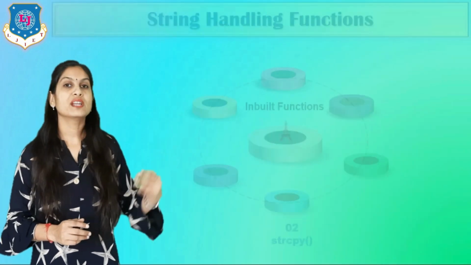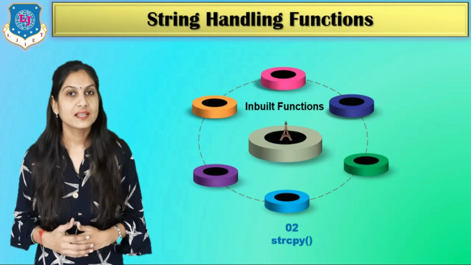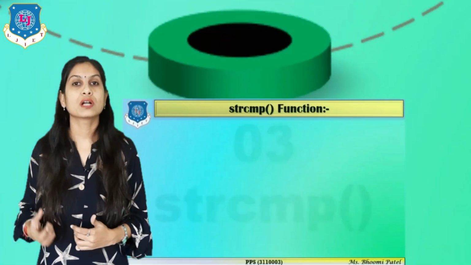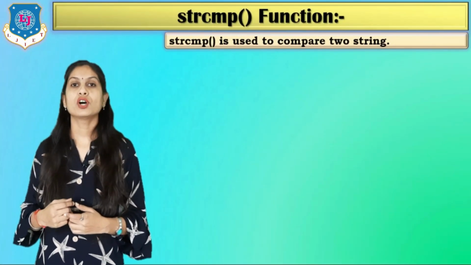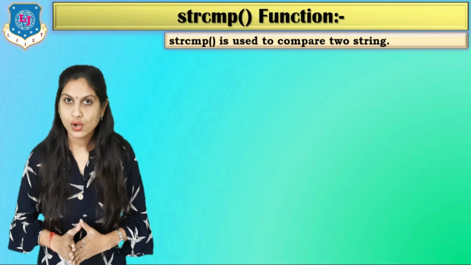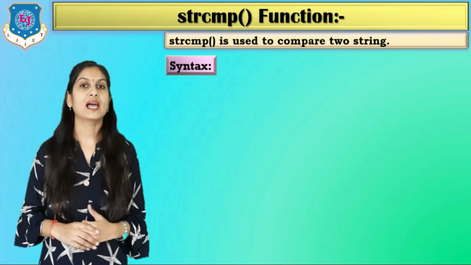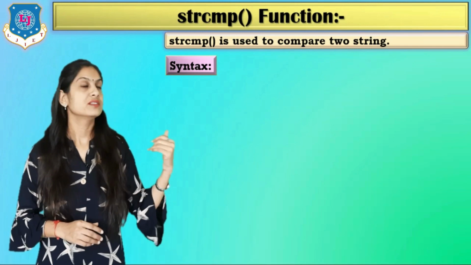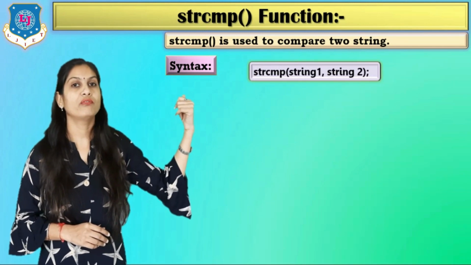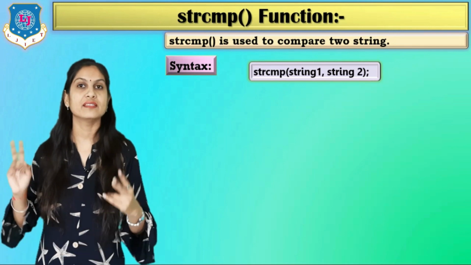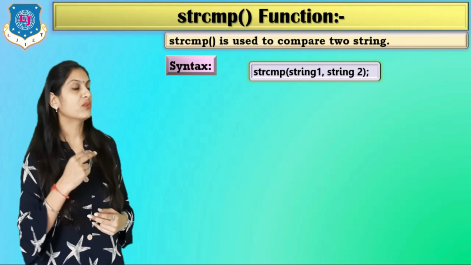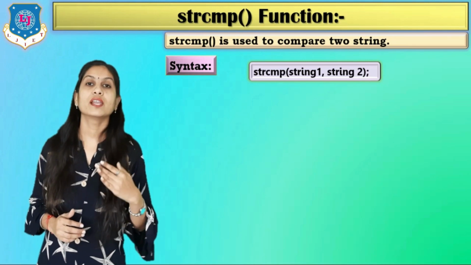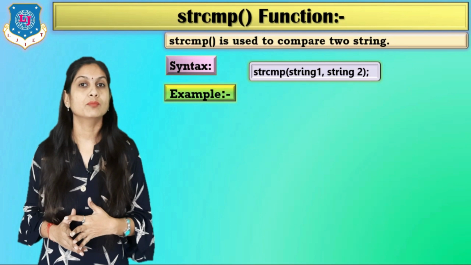Clear? Now move to the next function, that is strcmp, and cmp, the name itself suggests it is used to compare two strings. Suppose you want to check whether both the strings are the same or not, then in that case you can apply that function, and the syntax is the same as copy, just change the name of the function, that is strcmp, and there are two strings we have to pass, string 1 comma string 2. This example is for checking whether both the strings are the same or not.